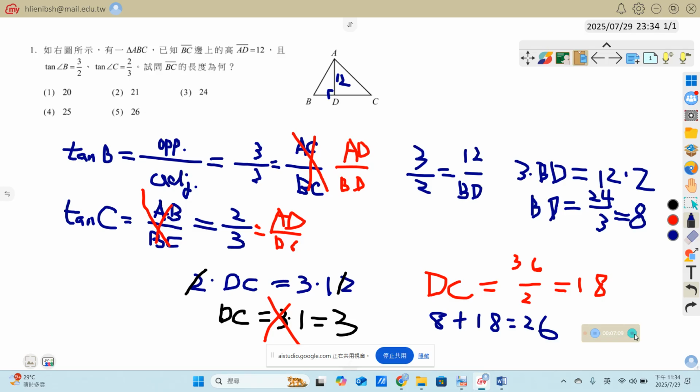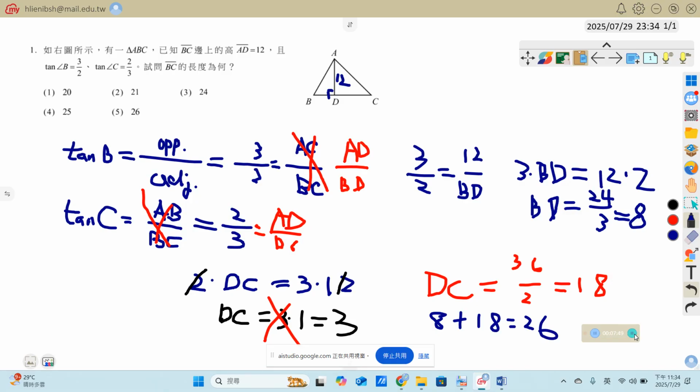How come tangent B is AD over BD, not AC over BC? That's a good question. It's AD over BD because we're looking at the right triangle ADB. In a right triangle, the tangent of an angle is defined as the ratio of the length of the side opposite the angle to the length of the side adjacent to the angle. For angle B, AD is the opposite side and BD is the adjacent side. Does that clarify it?